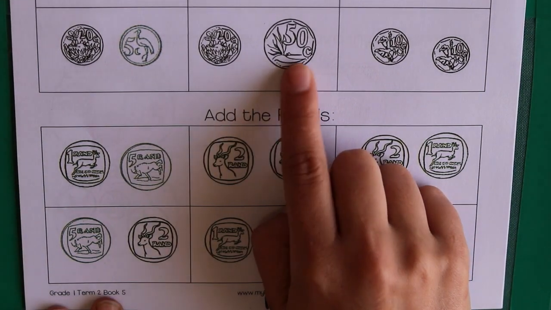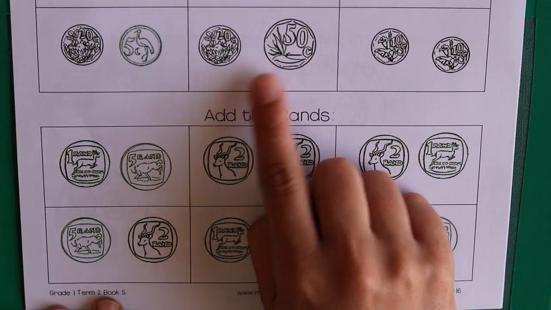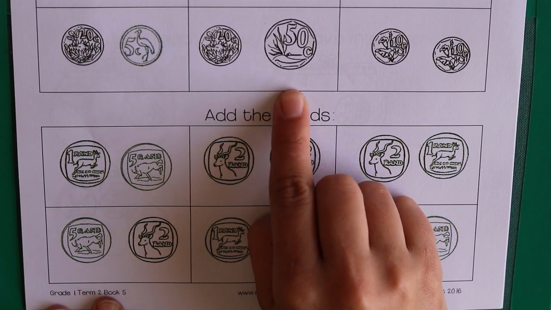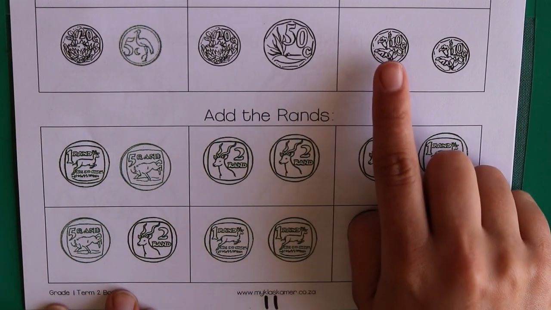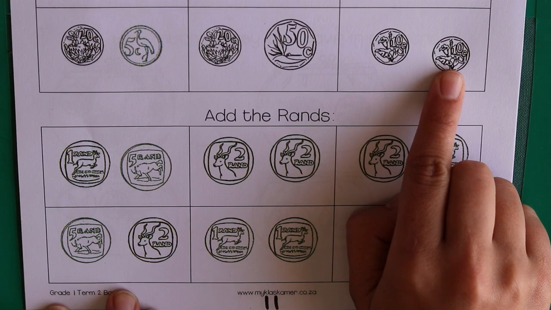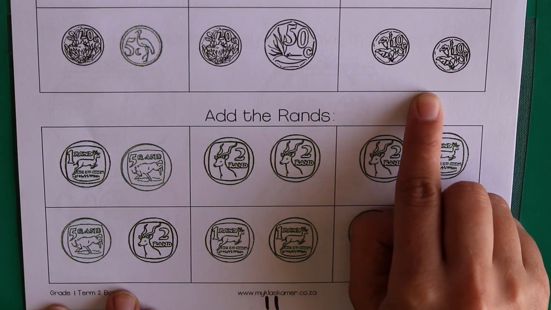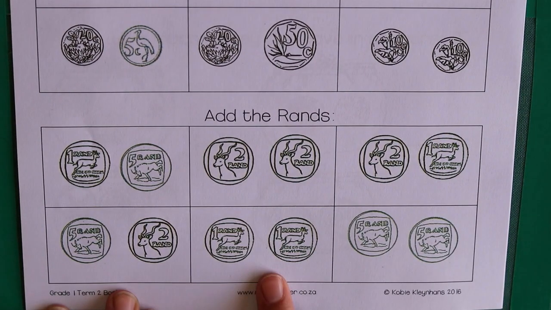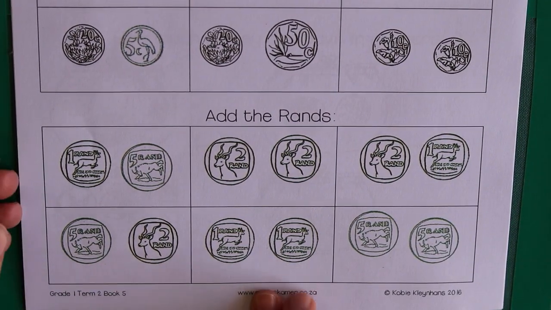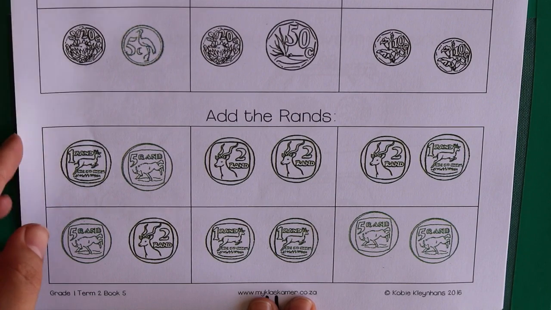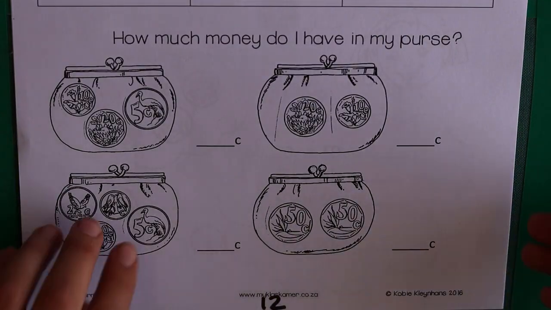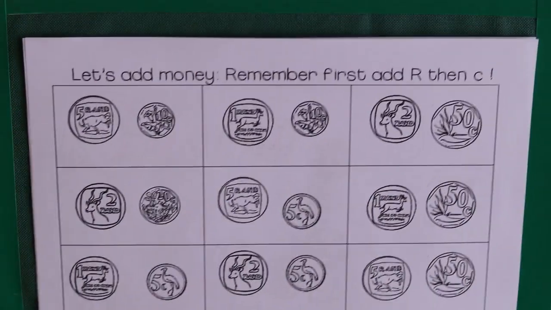By your cents, the K comes at the back, so you would write your number and your K at the back to tell me it's cents. Like this one is 10 plus 10 is 20. 20 cents. You write your 20 and a K at the back to show me it's cents. And this one, rands. Okay, you do all of those, write the answers at the bottom. We move on to page 12.